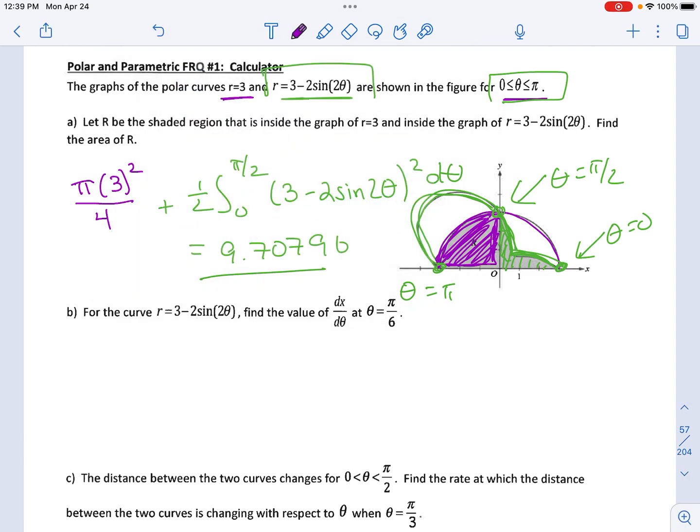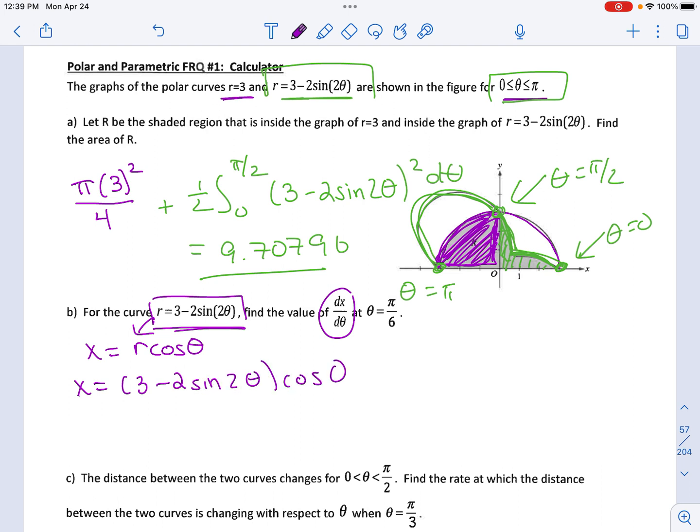Okay, next part. Part B says, for the green curve, find the value of dx d theta. So remember, anytime they talk about x's and thetas, we're talking about in polar, we need an equation that connects the two. So this is my equation, x equals r cosine theta.